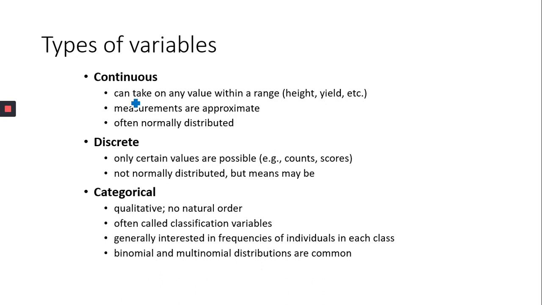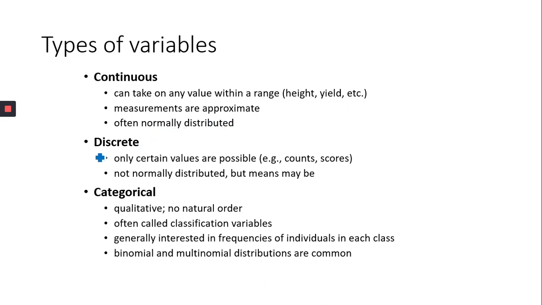Now, these are variables that can take on any value within a given range. For example, height can be 0.3, 0.something, whatever. It can take any value.